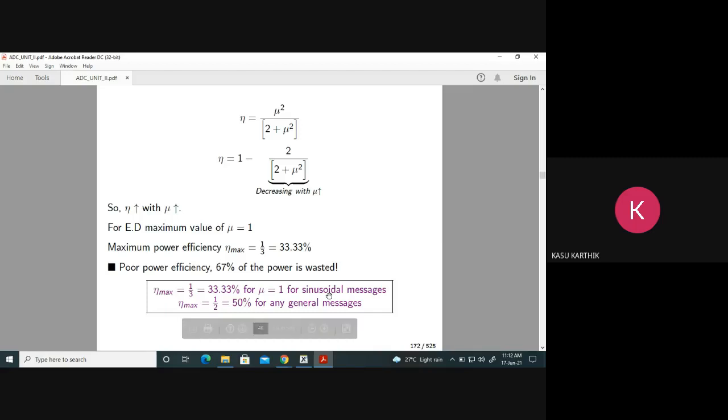The power efficiency, the maximum power efficiency is 1/3. That is only for sinusoidal message signal. So the maximum power efficiency is 1/2 or 50% for any general message signal. Which means in AM, power efficiency will not be more than 50%. You take any message signal. Which means 50% of the power is used properly, remaining 50% is wasted.